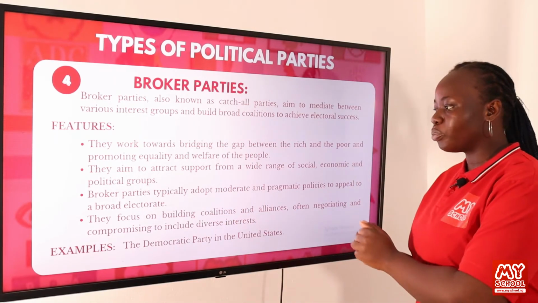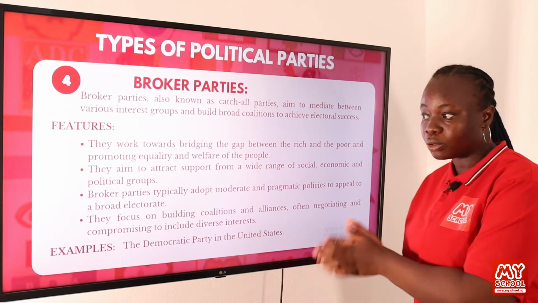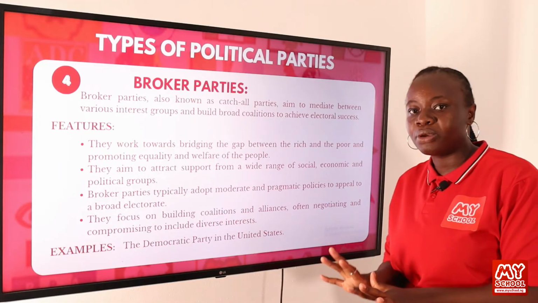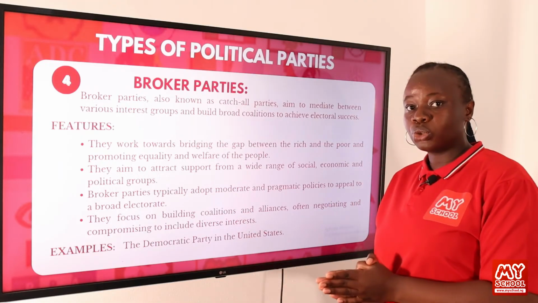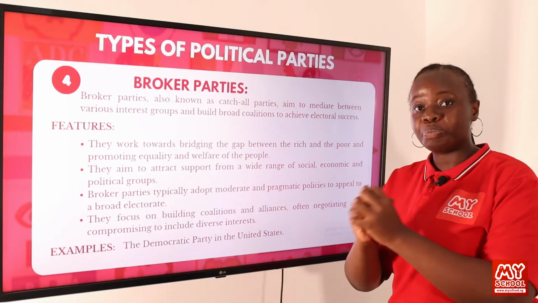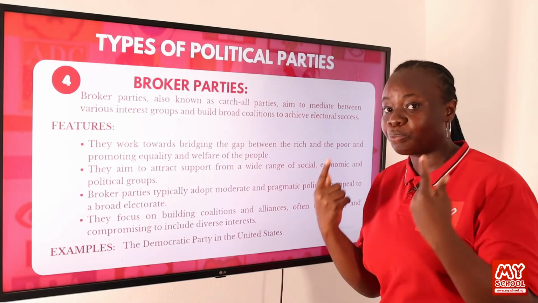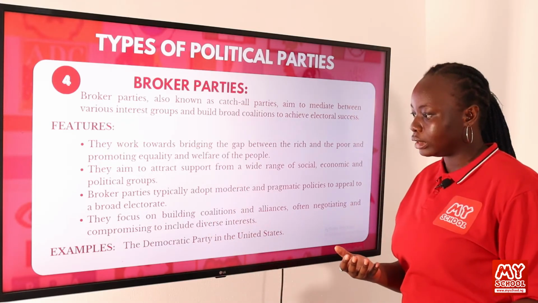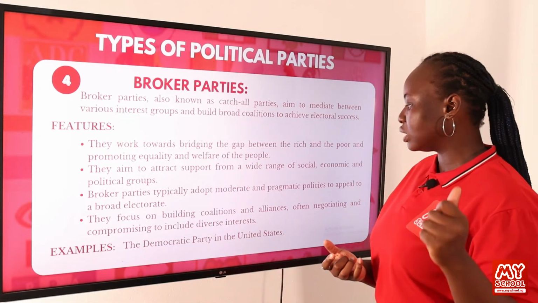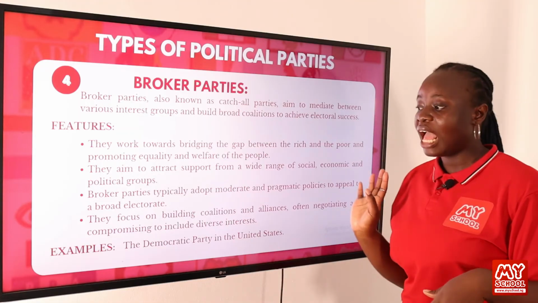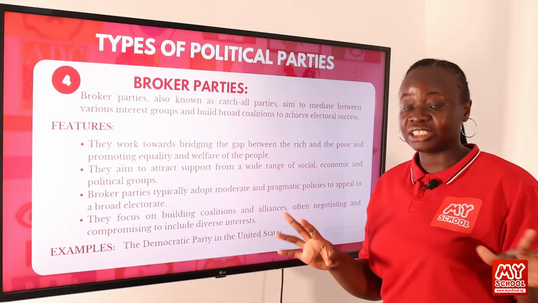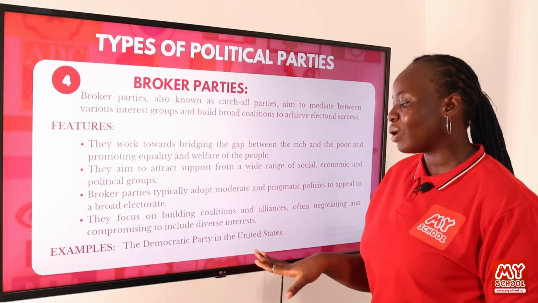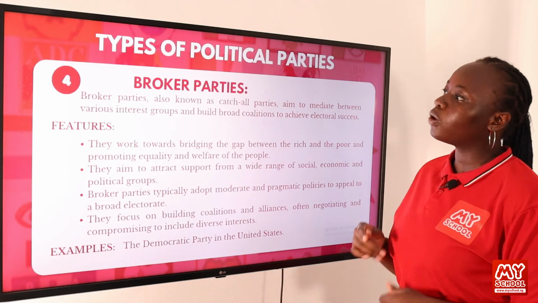So they aim to attract support from a wide range of social, economic, and political groups. They typically adopt moderate and pragmatic policies to appeal to a broad electorate. So their manifesto helps to implement pragmatic, realistic policies that can help to appeal to all the various interest groups within the society. They focus on building coalitions and alliances, often negotiating and compromising to include diverse interests. An example of a broker party is the Democratic Party in the United States. Now let's move on to the next slide.